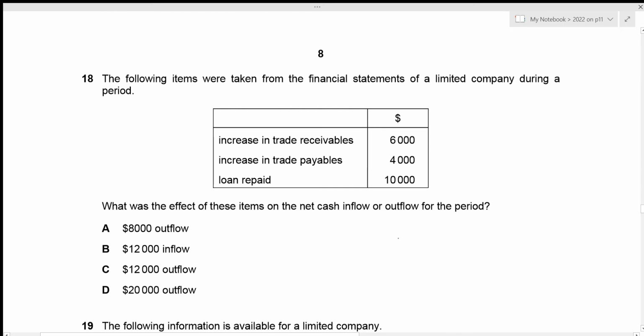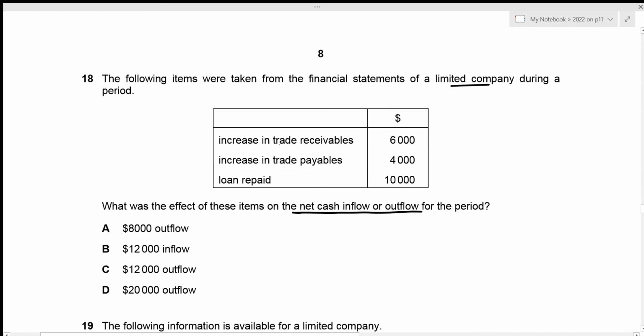The following items were taken from the financial statements of a limited company during a period. We are given the increase in trade receivables of 6,000, increase in trade payables of 4,000, and loan repaid of 10,000. We need to figure out the effect of these items on the net cash inflow or outflow for the period.